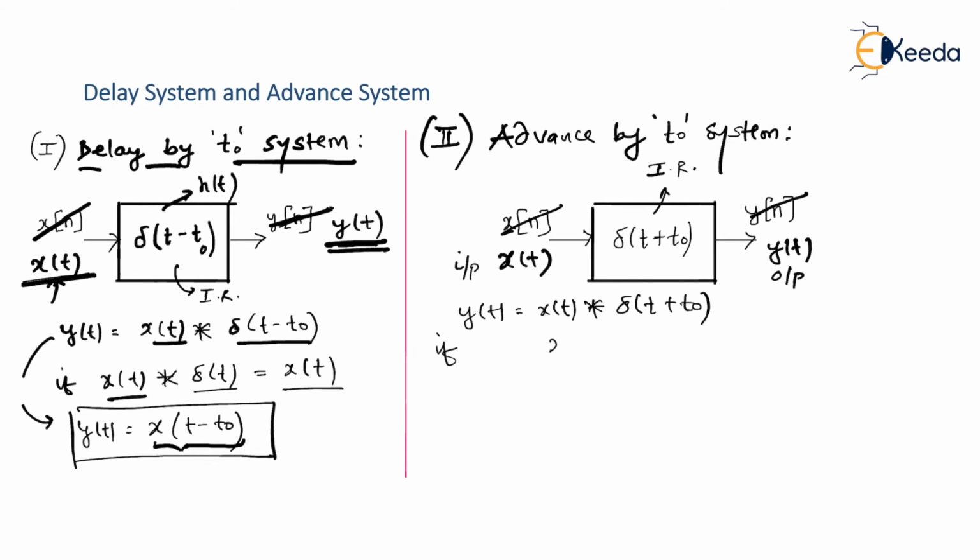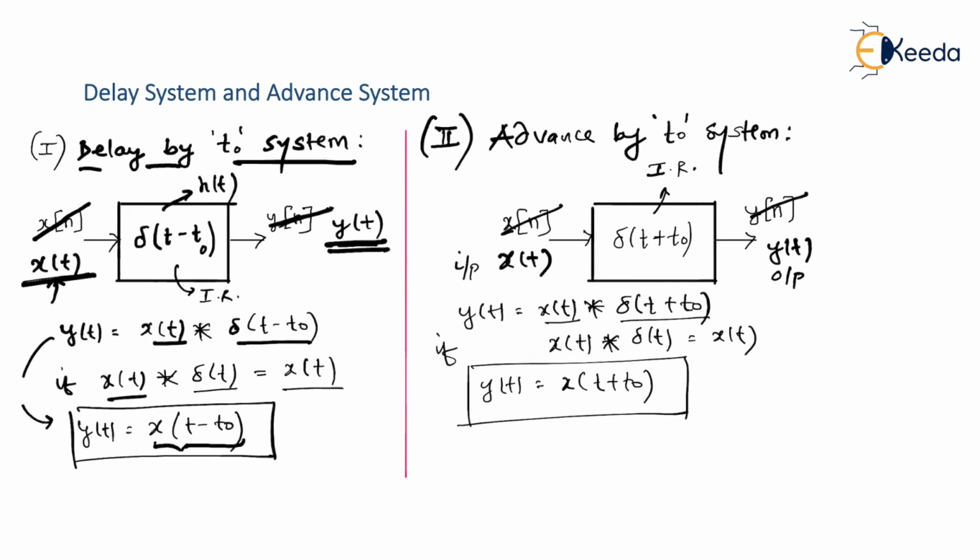So we know that if x of t convolved with del of t is x of t itself, then x of t convolved with del of t plus t naught, by using the time shift property, I can write y of t as x of t plus t naught. So now you compare output with respect to input. Input is x of t and output is x of t plus t naught. So can I say that output is an advanced version of x of t? And how much is the advancement? You can see the advance is done with positive t naught.